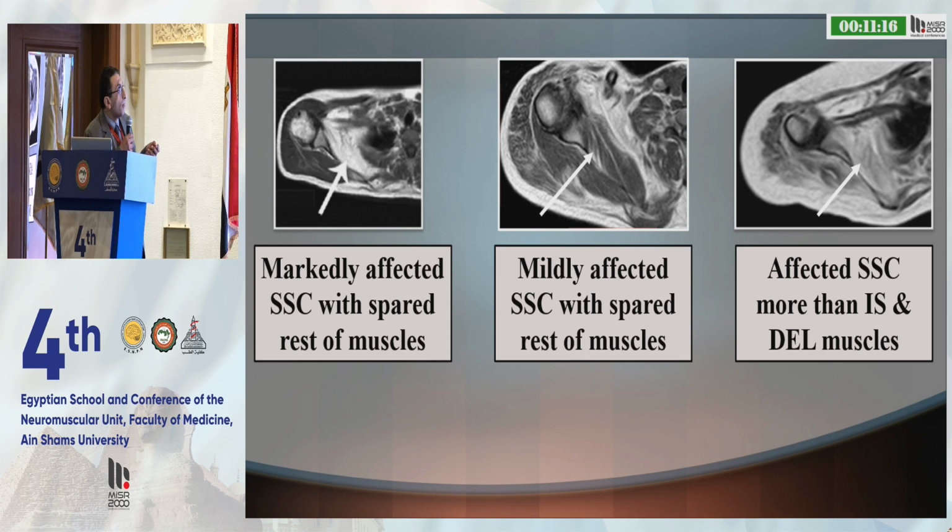This is an example. These are T1 images for the shoulder girdle. Here the subscapularis muscle is mostly affected, while the other muscles are completely normal. This is mild affection of the subscapularis muscle with mild affection of the deltoid, and the other muscles are spared. This is the affection of the deltoid and the infraspinatus muscle, but the subscapularis is more affected than those.